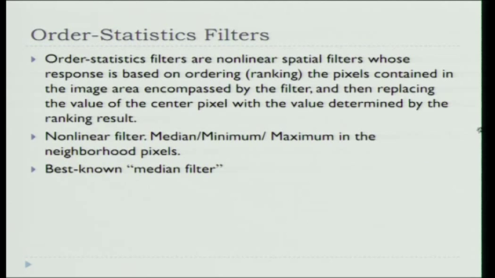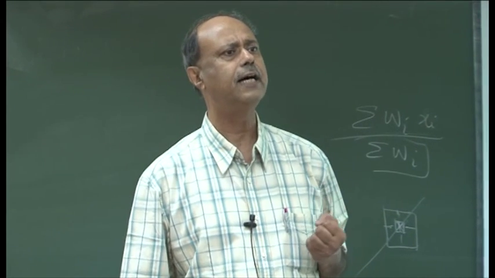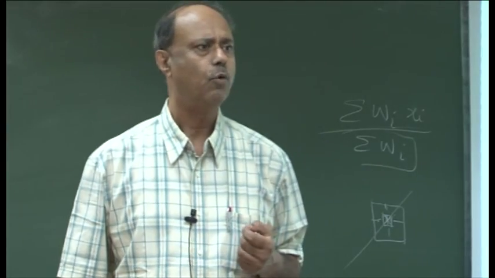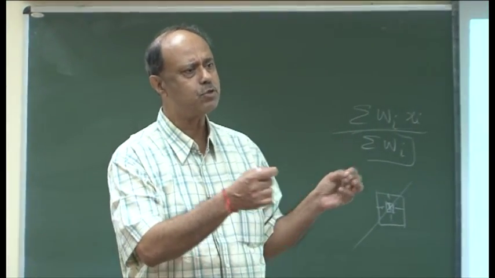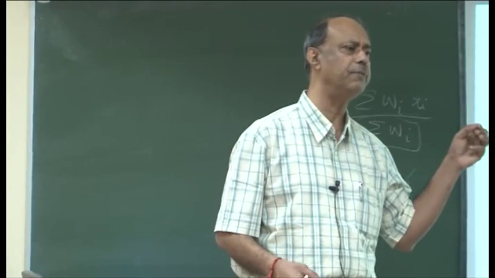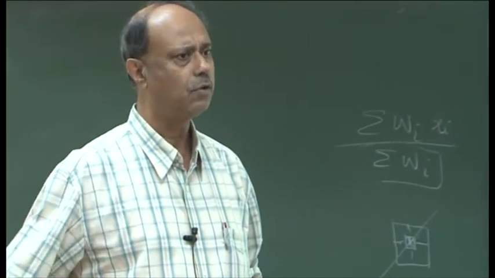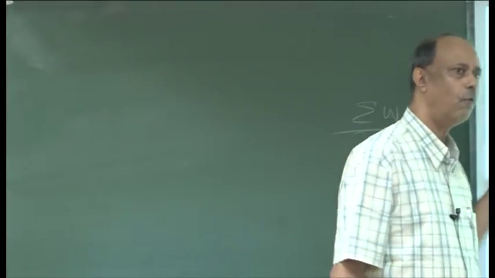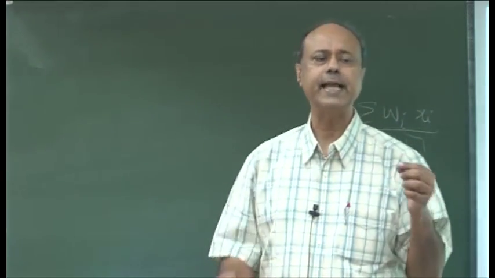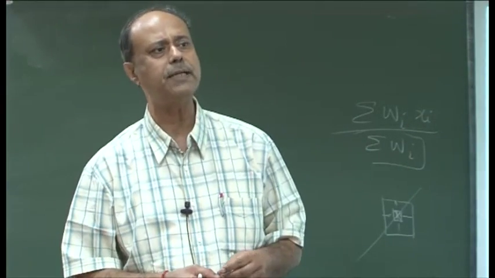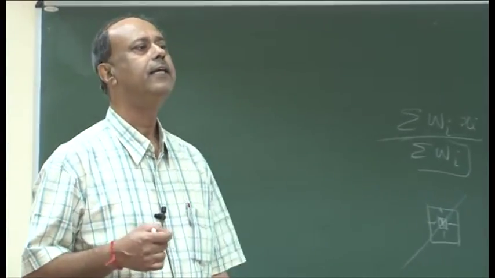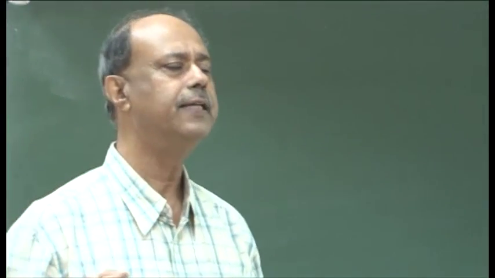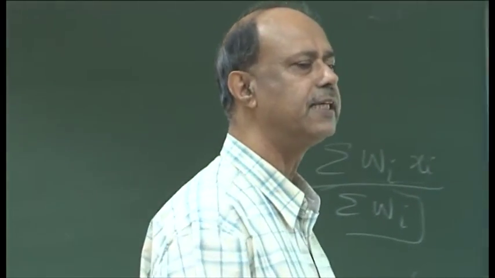Next is the order statistics filter. As I told you, this is a nonlinear filter. Here it is not considering any coefficient in the sub image to get the value of the central pixel. But it is the same idea, that the mask will be moving from the top left corner to the bottom right corner. And what it does, it takes all the pixel values of that sub-mask and then uses the order statistics to determine the value of the central pixel.